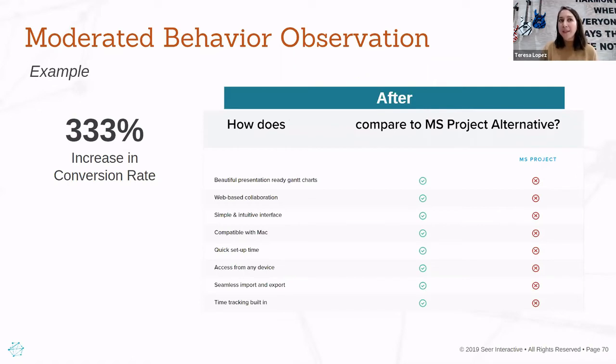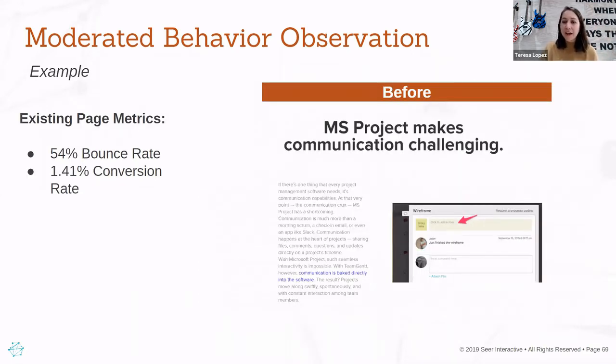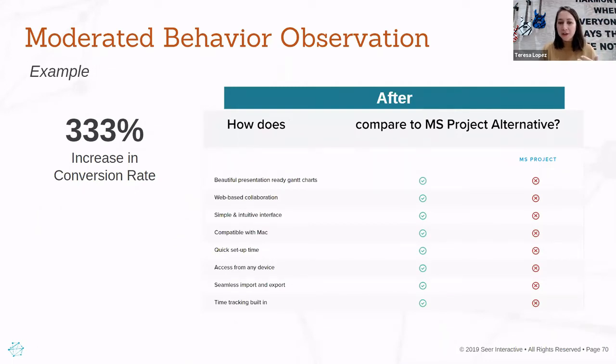But what they also found was customers were saying, well, I see all of this stuff about MS Project and why it's bad. You can see it makes communication challenging. But it never talks about what our client offers instead. So what is the benefit of our client? It shouldn't just be, well, we're better than MS Project alternatives, but here are the things that are really important to you that we want to make sure we're highlighting because we know that's what people care about. And making these changes across the page increased conversion rate over 300%. So it's a really significant change just by talking to a couple people and seeing what this page is missing and why it's not hitting the mark.